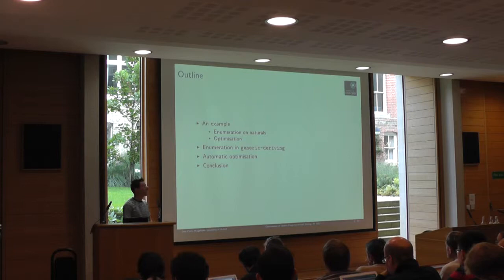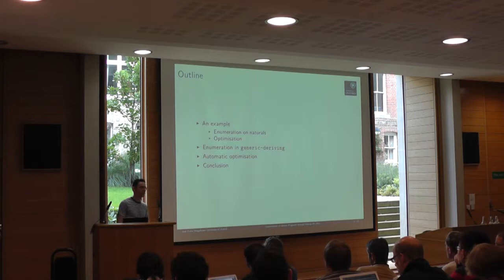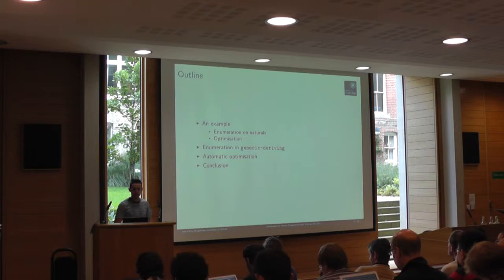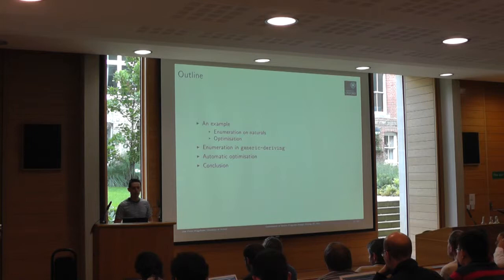So, the outline for this talk: I'm going to start with an example of how you can do enumeration on natural numbers. I'm going to have a toy generic representation for natural numbers and show how we can optimize those more or less by hand. Then we take a look at a specific library for generic programming, namely generic deriving, how we can do enumeration in that library, and then how we can convince the compiler to perform optimization for enumeration in that specific library. And that's how the conclusion works.